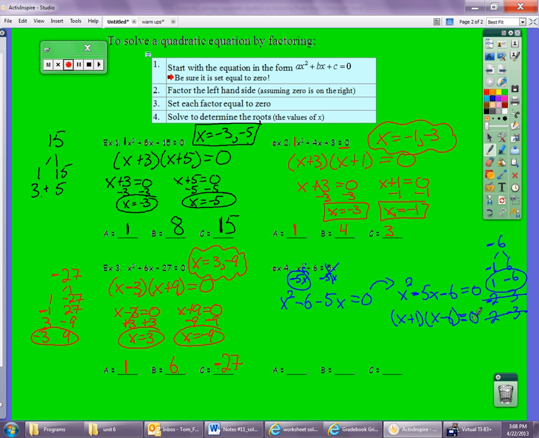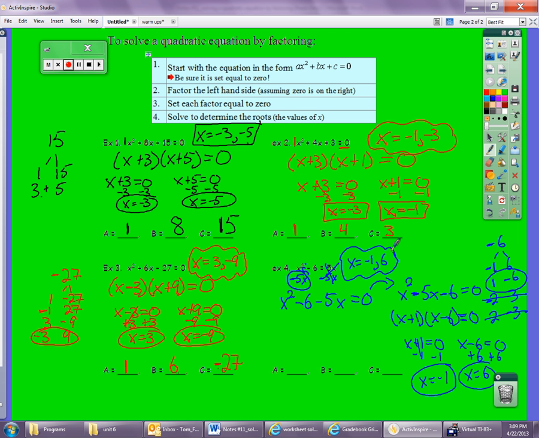And then we set each of these equal to 0. X plus 1 equals 0. X minus 6 equals 0. Now we subtract 1 from both sides. X equals negative 1. We add 6 to both sides. X equals 6. So our solution for example 4 is x equals negative 1 and 6.